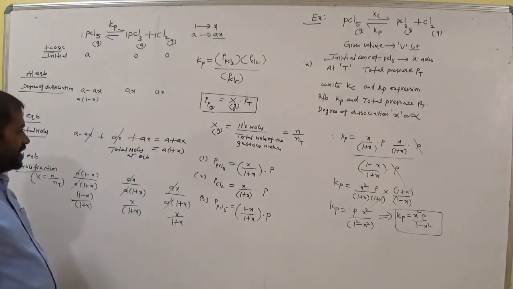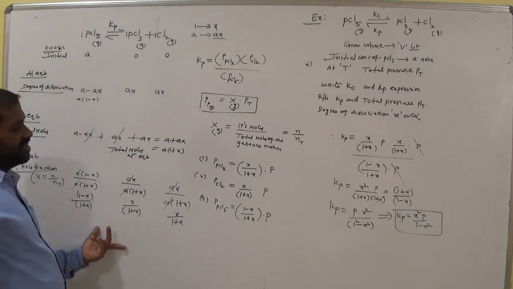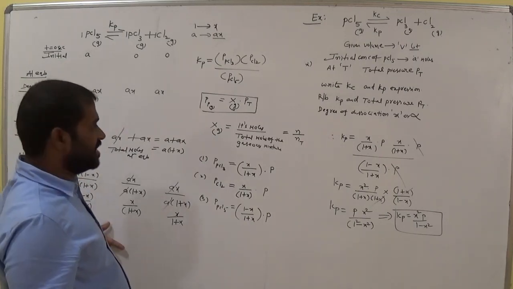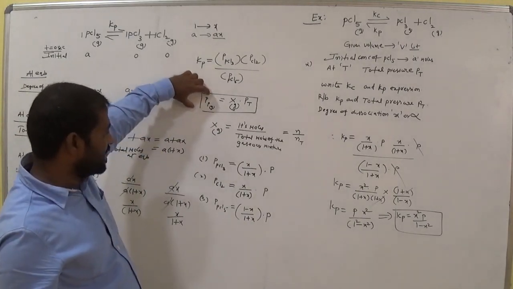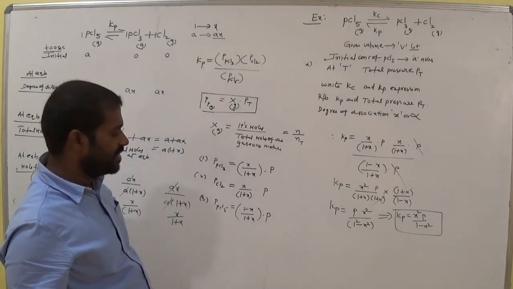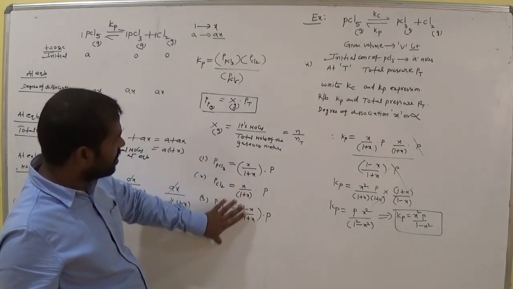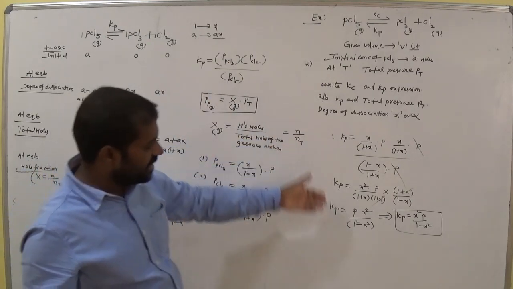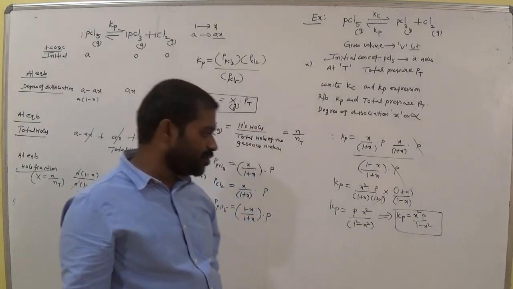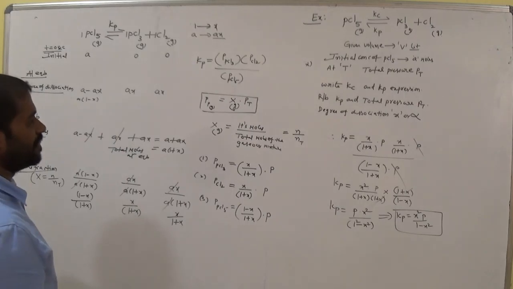Is it clear? So here mole fraction of each component, and by using this we calculate the partial pressures, X into P, and mole fraction of PCl3. Keep all these values in this expression, we get finally Kp equals X square into P by 1 minus X square. Is it clear, all of you?